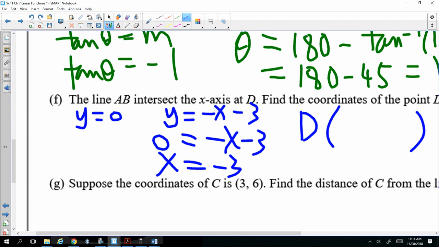And then we'll have to do G, the distance of C from AB, and then find the area of the triangle. That's a very good question. We get to use everything we've learned, loads of things in this topic.